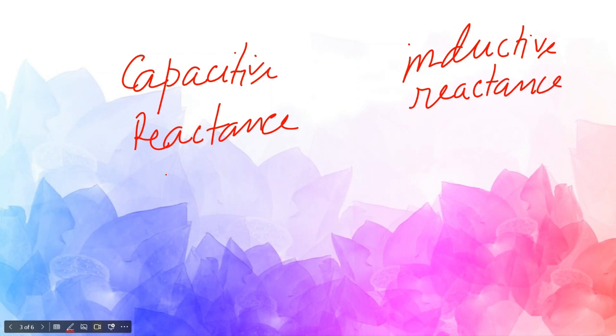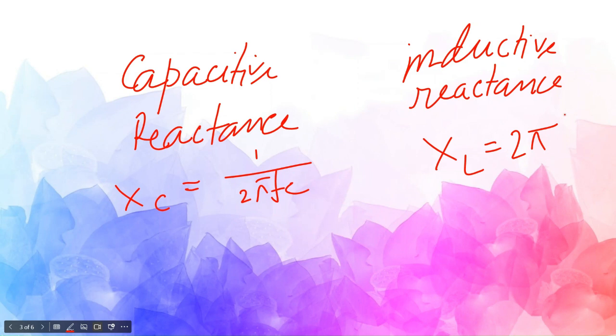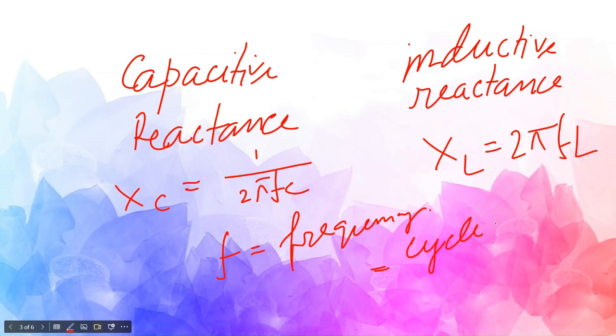Now what is this? It is symbolized as XC. The formula is 1 by 2 pi FC. And what is inductive reactance? XL. The formula is 2 pi FL. Now look at this. What is F? F is nothing but frequency. Frequency is number of cycles per second.